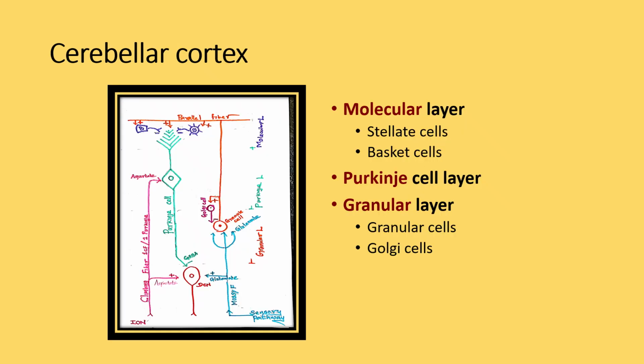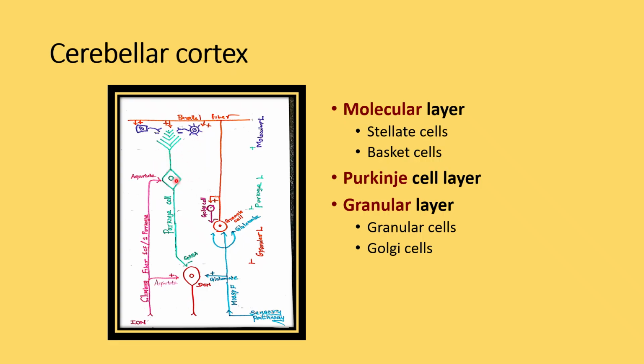Layers of the cerebellar cortex. The outer molecular layer contains stellate cells and basket cells. So this is the stellate cell. These inhibit the Purkinje cells through the neurotransmitter GABA.